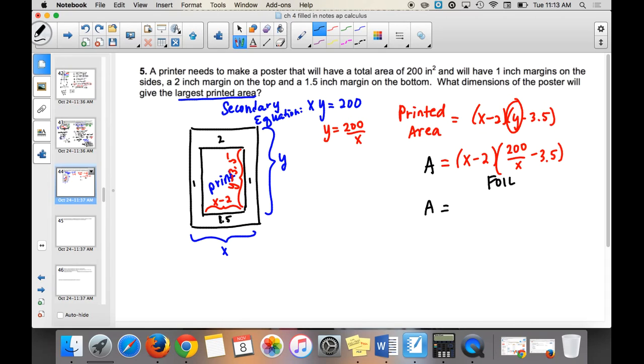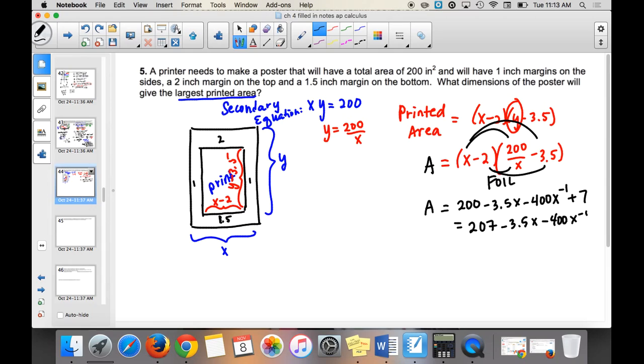So when I do x times 200 over x, I get 200. My x times negative 3.5 is negative 3.5x. My negative 2 times 200 over x is negative 400 over x, so I'm going to write negative 400x to the negative 1. And my negative 2 times negative 3.5 is plus 7. Jake, you with me? So we get a total of 207 minus 3.5x minus 400x to the negative 1. So that's my area.